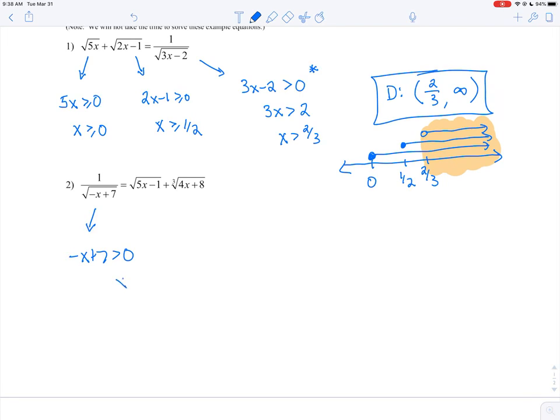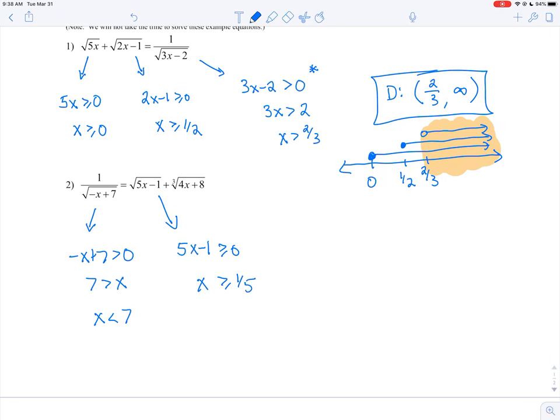I'm just going to bring the x to the other side. So we got 7 greater than x, or the way we'd write that, x is less than 7, right? With our next term, 5x minus 1, it's underneath the radical, it's not in the denominator, excuse me. So we want to say greater than or equal to 0 for this one. We solve this out, we're going to get x greater than or equal to 1/5.